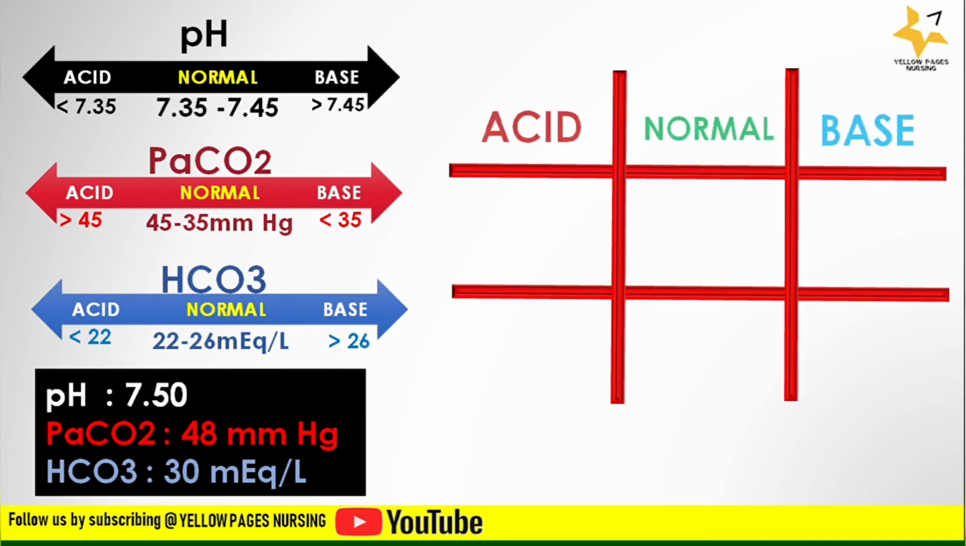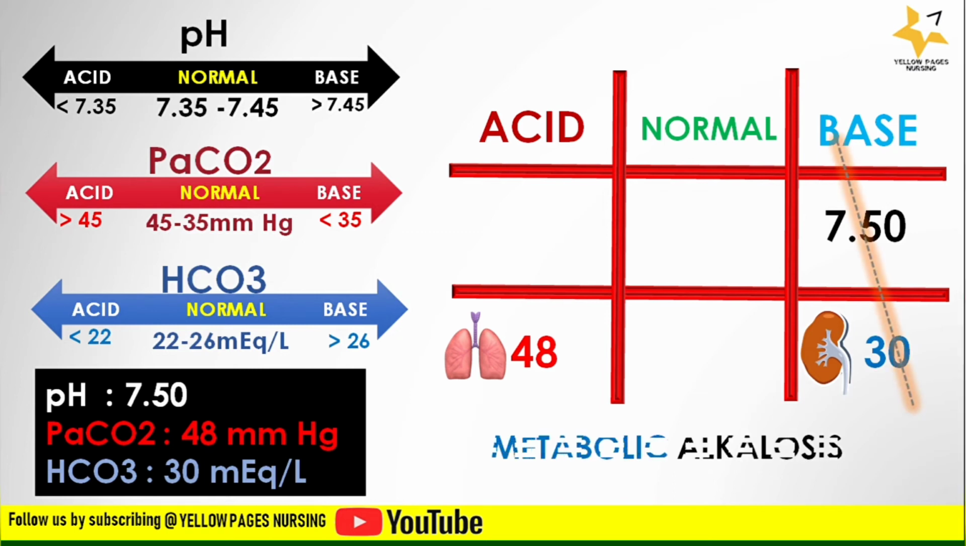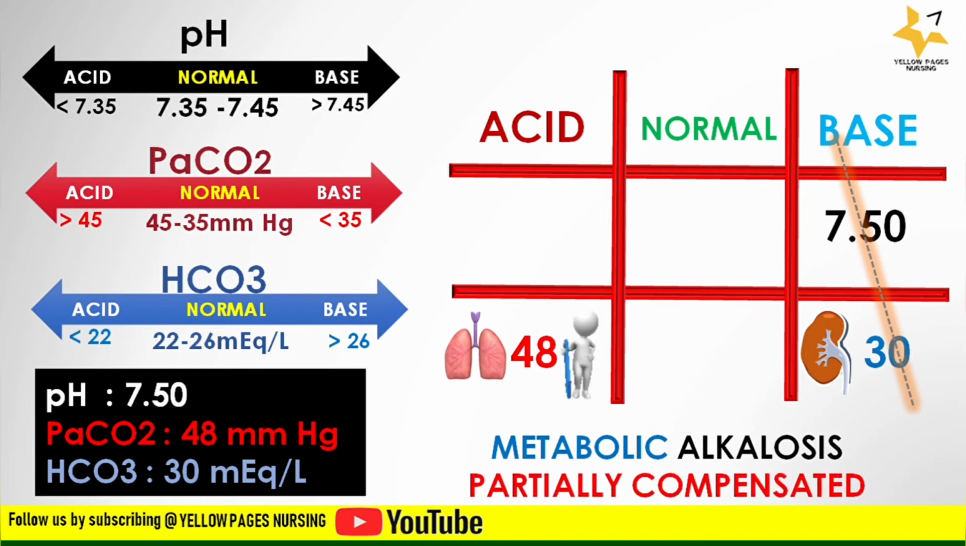Using tic-tac-toe method, pH is 7.50, which falls in the alkalotic state. PaCO2 is 48 mmHg, which falls in the acidic state. Bicarbonate is 30 milliequivalent per liter, which falls in the alkalotic state. When we see pH and bicarbonate match in the alkalotic state, we say it is a metabolic alkalosis. To look into the degree of compensation here, PaCO2 has increased its value in order to correct the imbalance and therefore we say it is a partially compensated metabolic alkalosis.